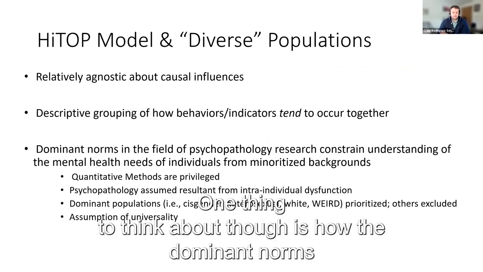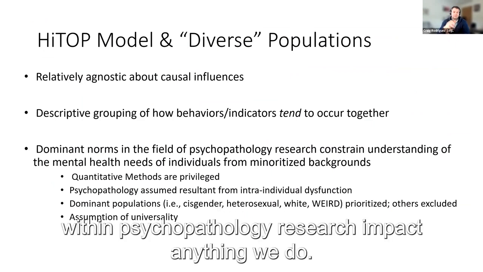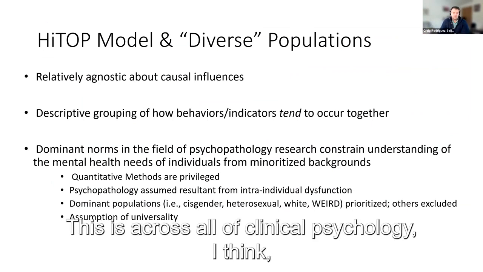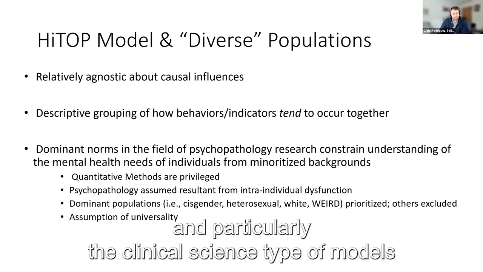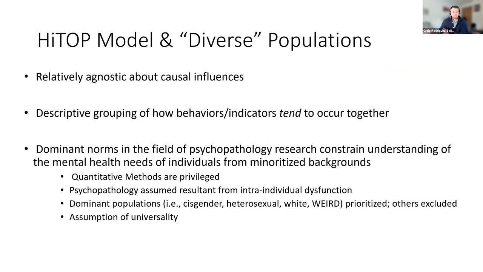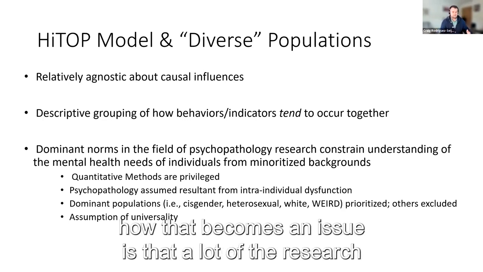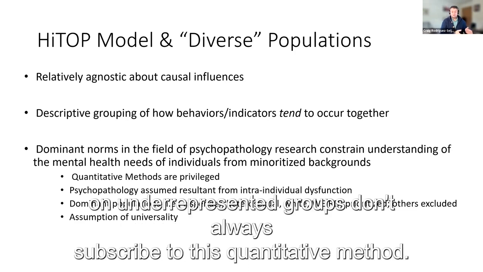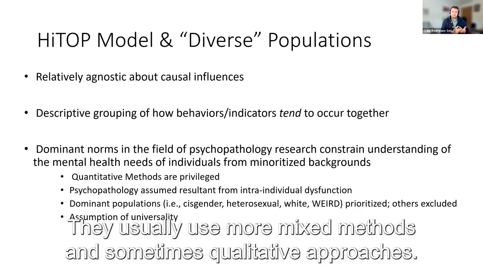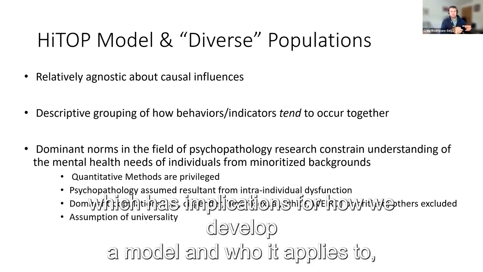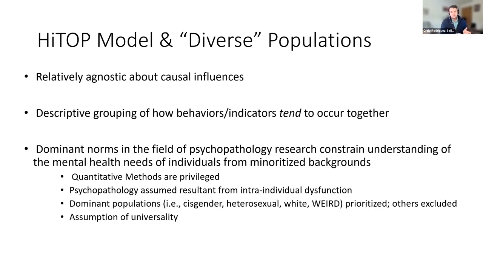One thing to think about though is how the dominant norms within psychopathology research impact anything we do. So this is not exclusive to HiTOP. This is across all of clinical psychology, I think, and particularly the clinical science type of models, where quantitative methods are privileged. How that becomes an issue is that a lot of the research on underrepresented groups don't always subscribe to this quantitative method. They usually use more mixed methods and sometimes qualitative approaches. So if quantitative methods are preferred, that literature gets kind of erased or left out, which has implications for how we develop a model and who it applies to.